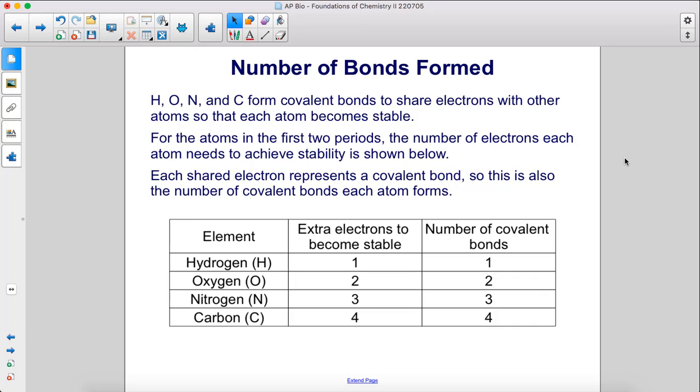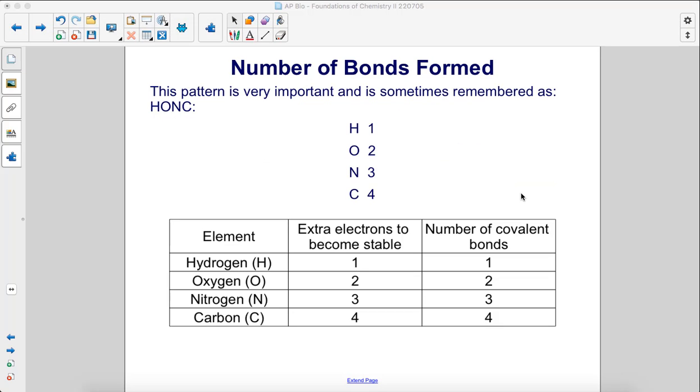Hydrogen, oxygen, nitrogen, and carbon form covalent bonds to share electrons with other atoms so that each atom becomes stable. For the atoms in the first two periods, the number of electrons each atom needs to achieve stability is shown below. Each shared electron represents a covalent bond, so this is also the number of covalent bonds each atom forms. This pattern is very important and is sometimes remembered as HONC. 1, 2, 3, 4.